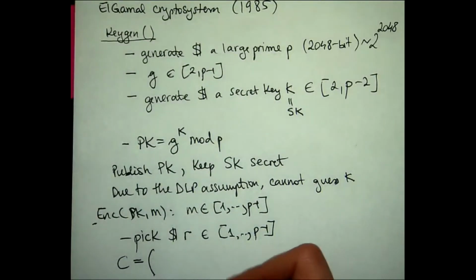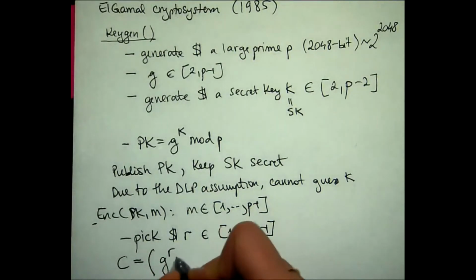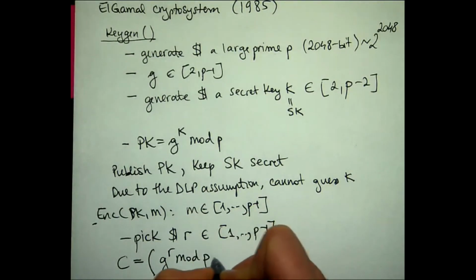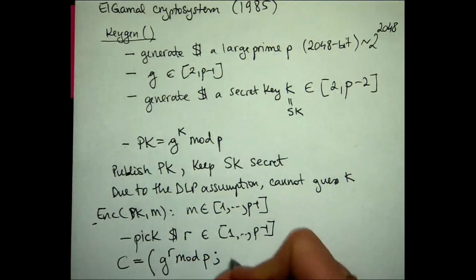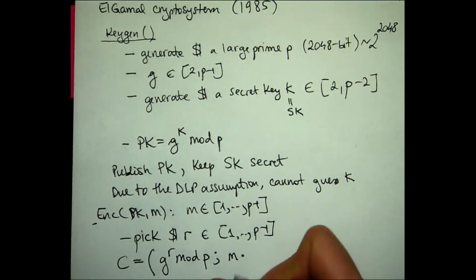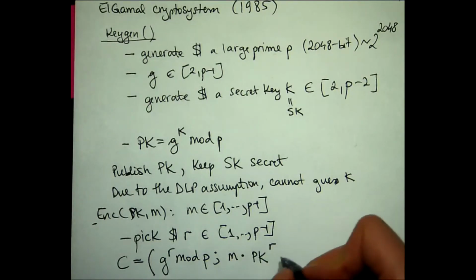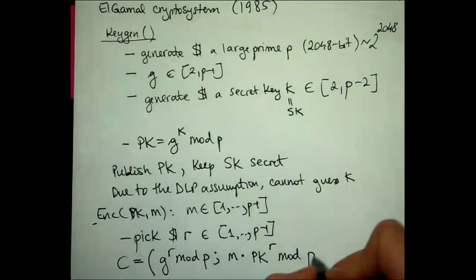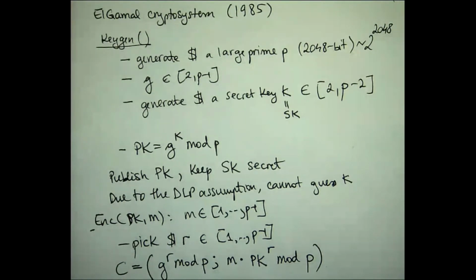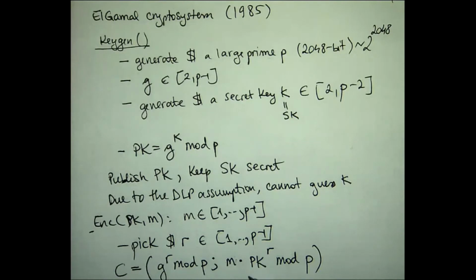The ciphertext is going to be g to the power of r modulo p, and then a second number, which is the message multiplied with the public key to the power of the random value we chose, modulo p. Okay? So this is the ciphertext. So let's take a look at it.